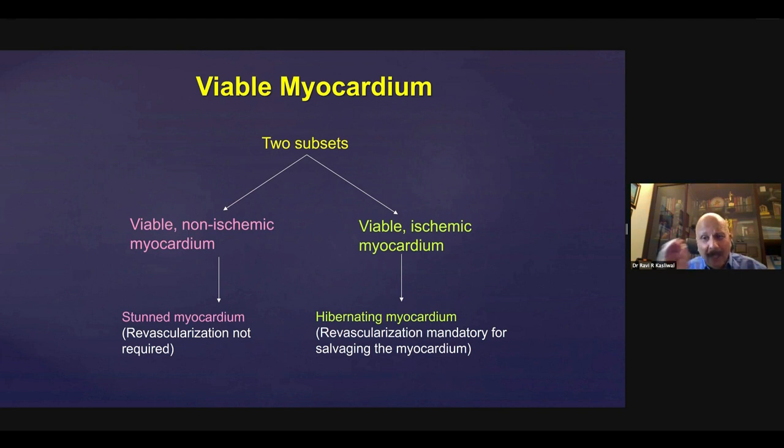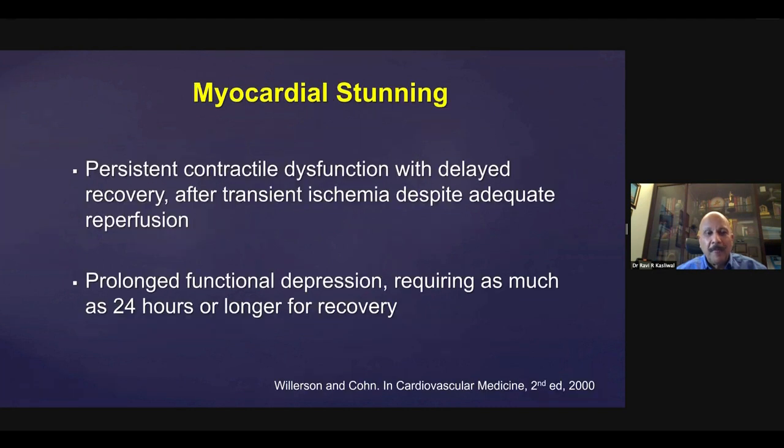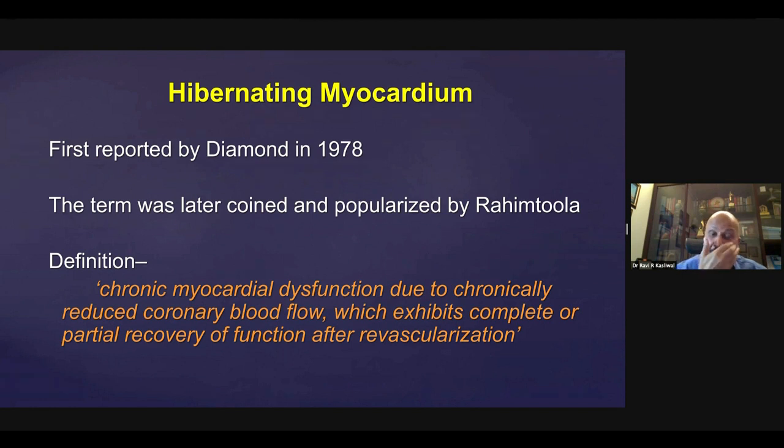Second, viable ischemic myocardium, and this is hibernating myocardium. It's important to define. And what you have in your hands by echocardiography and low-dose dobutamine, you can find out what about the viable myocardium. So myocardial stunning, persistent contractile dysfunction with delayed recovery after transient ischemia despite adequate perfusion, and this can happen. Reperfusion can take place even over some weeks, and sometimes there is prolonged functional depression. So this was a term first used by Diamond in '78, and this was popularized by none other than Dr. Ravi, who did a lot of work not only on valvular heart disease but also on a hibernating myocardium.